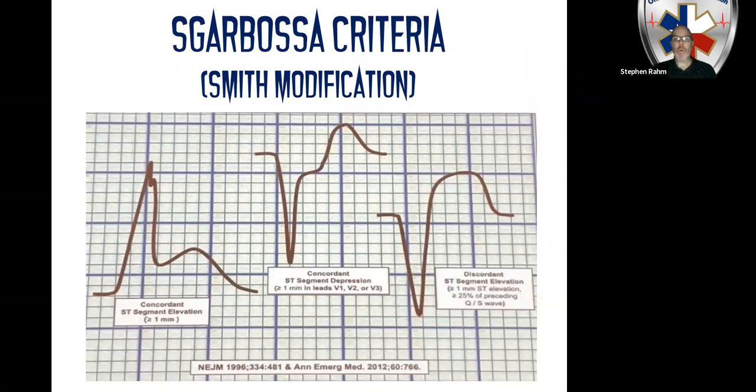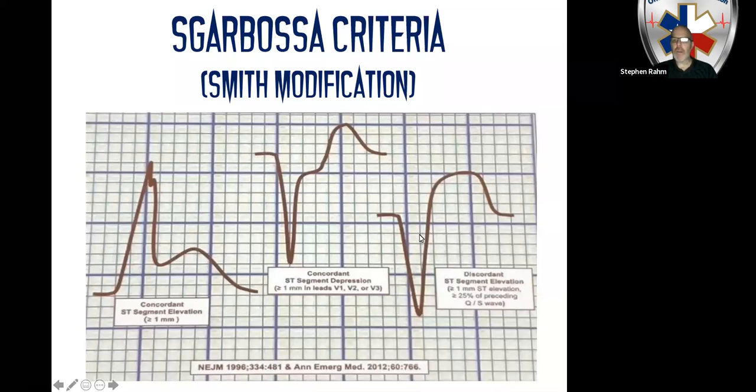Scarboza B is that right precordial concordant ST depression. And so remember, in V1, V2, V3, you would expect there to be ST elevation and not ST depression. But you can see that we have a downsloping ST segment with a negative QRS. So that would give you concordant ST depression in that lead. And again, it doesn't have to be in all 3, just either V1, V2, or V3, or any combination thereof.